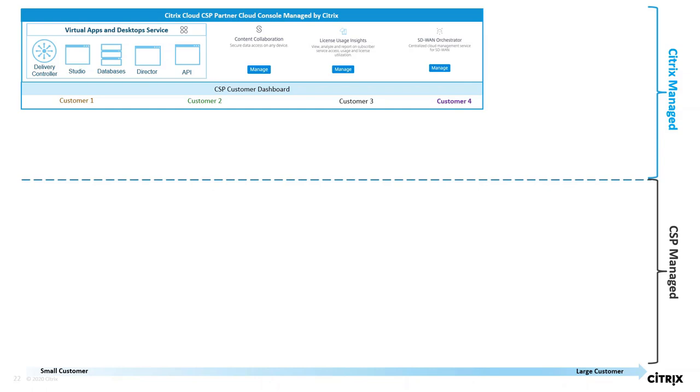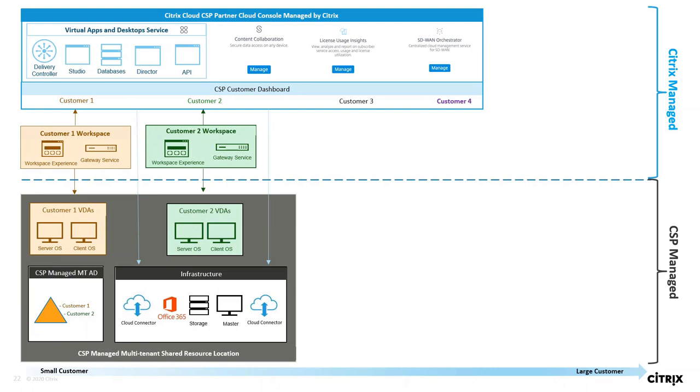So the top portion here represents the multi-tenant CVAD service running on the CSP's Citrix cloud account. And in this first scenario, which would be for smaller customers, we have two customers that are part of the same Active Directory domain that you are managing from your multi-tenant CVAD service. And each of these two customers gets their own Citrix Workspace. You know, what you could think of as a cloud-hosted StoreFront. They get their own gateway service, so they get their own workspace URL, right?